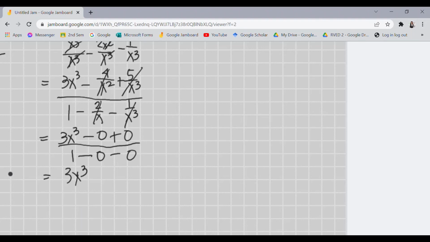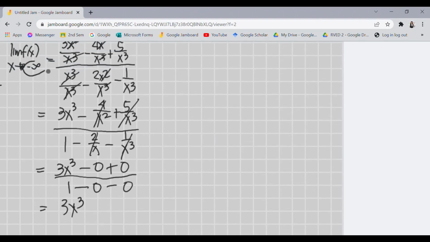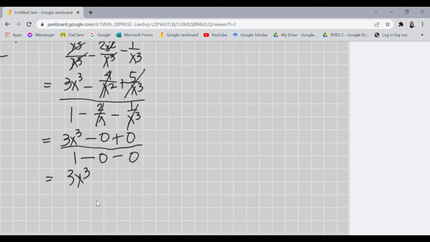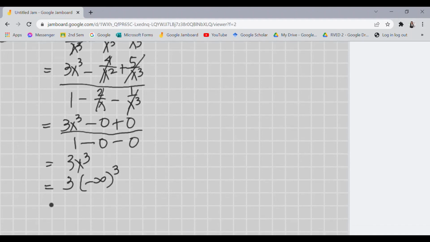But remember, meron pa kayo dito na isa-substitute, which is yung negative infinity. So, substituting negative infinity, we have 3 times negative infinity cube. Negative infinity cube, ibig sabihin negative times negative times negative. Tatlong negative pa din yun. And negative infinity times 3, that is still negative infinity. So, the limit of the function as x approaches negative infinity is negative infinity.